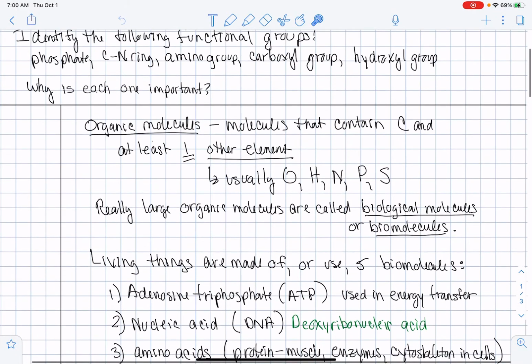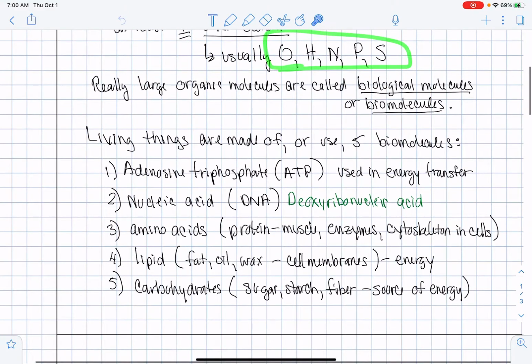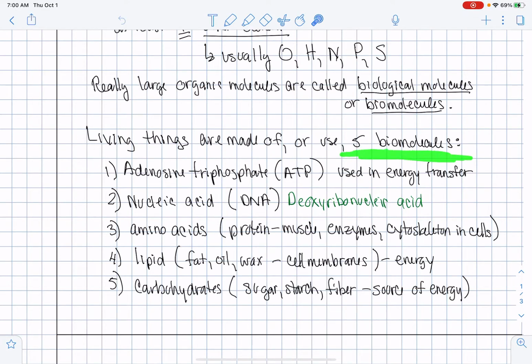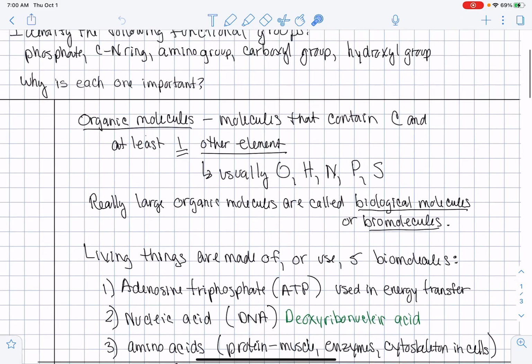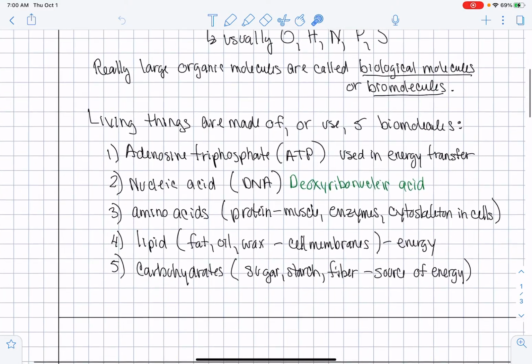So you're going to be looking for these functional groups in combination with more carbon and often some of these elements as well. Here are the 5 biomolecules. Here they are. When you're asked to list them, here they are. I'm always giving you the functional groups and the molecules in the order in which you'll try to identify them. Okay? You'll first look for a phosphate, then a CN ring, then an amino group, then a carboxyl group, and then a hydroxyl group. So we'll look here at what those things are.